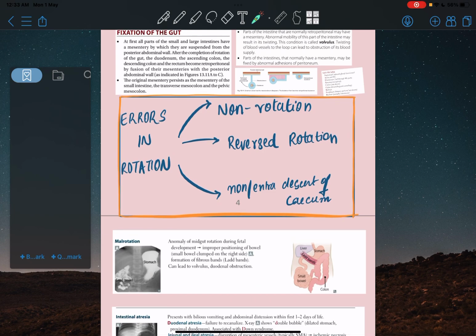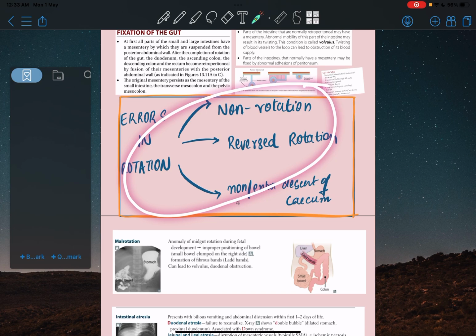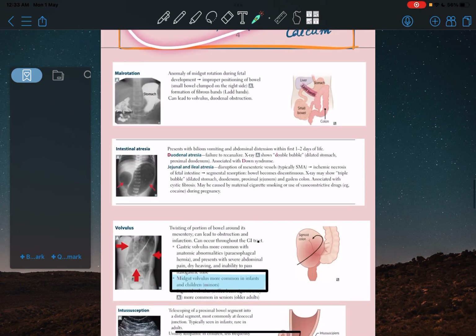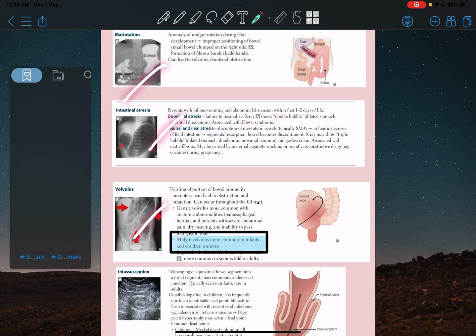So we discussed the main purpose of this video, which was to discuss the errors in rotation, but I also decided to add the errors of fixation and the other midgut related anomalies mentioned in First Aid too.